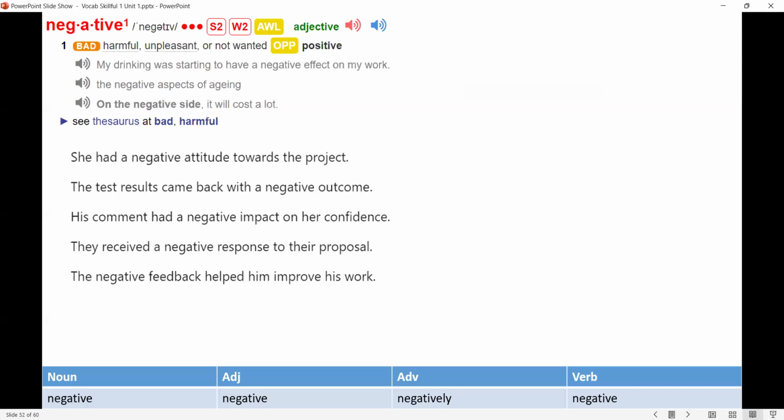Negative. Negative means bad, harmful, unpleasant, or not wanted, opposite of positive. On the negative side, it will cost a lot. The negative aspects of aging. My drinking was starting to have a negative effect on my work. She had a negative attitude towards the project. The test results came back with a negative outcome.